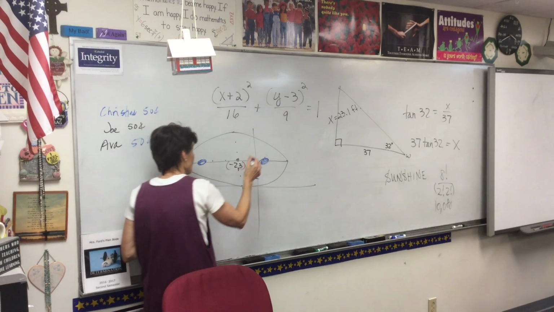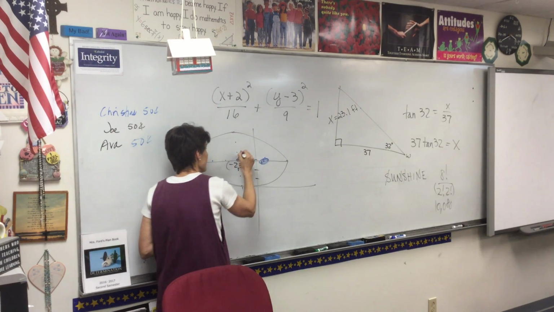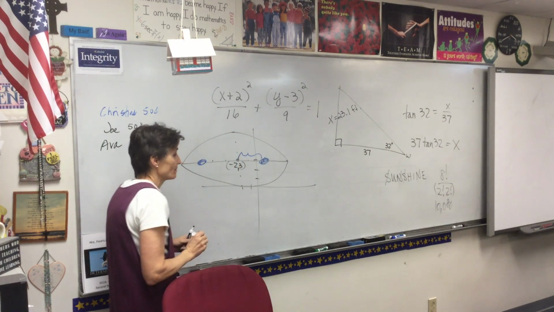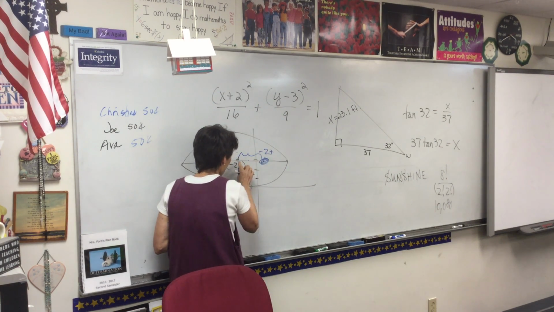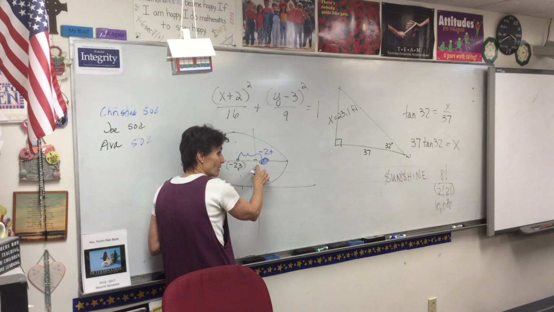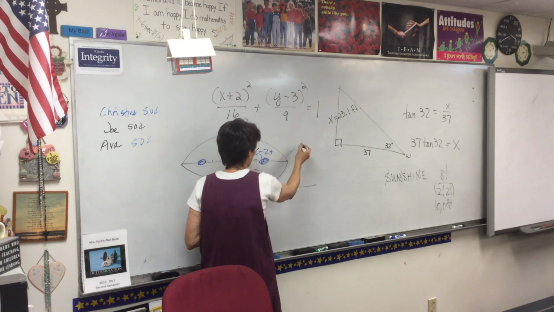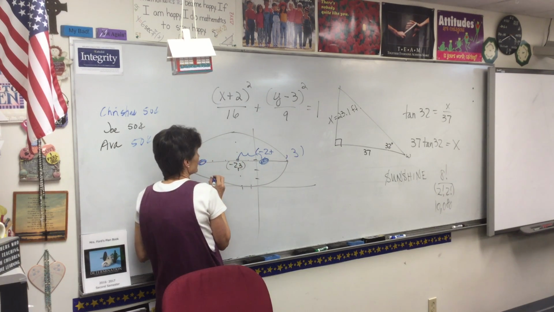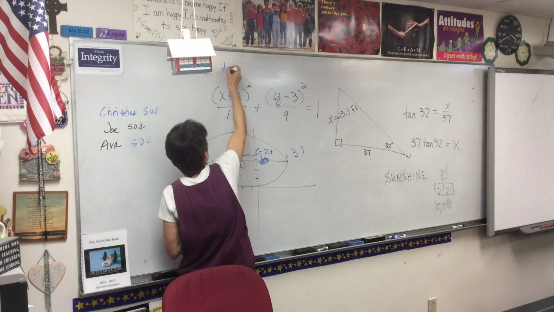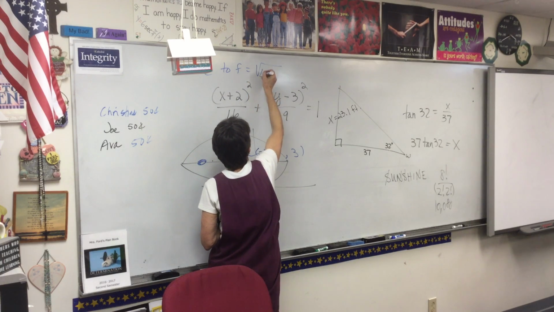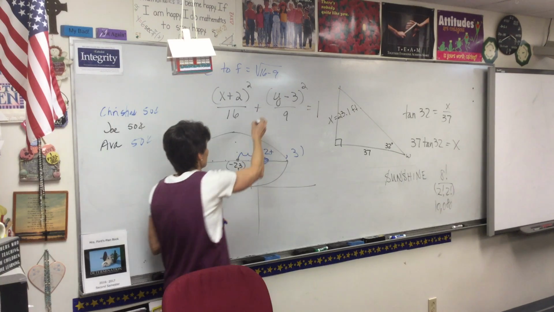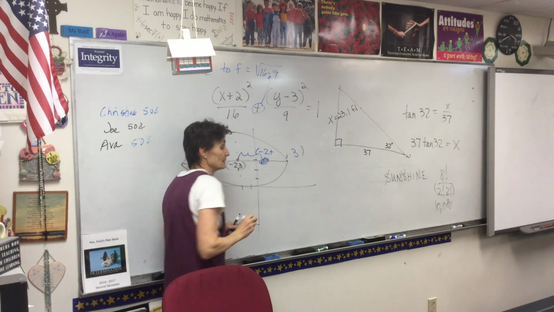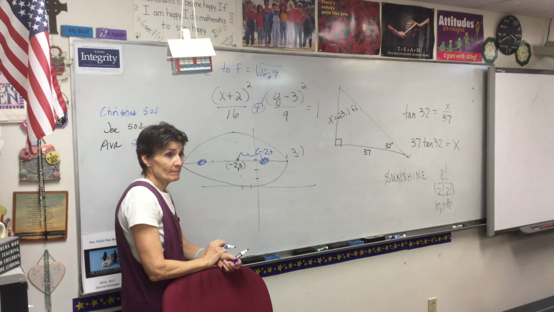Now, I could tell you exactly what that point was if I knew that distance. Because I'm going to start at -2, and I'm going to add that distance, right? I just need to know what that distance is. You do the square root of the denominator minus the denominator. So the center to the focus is the square root of 16 minus 9. Remember, we do the opposite of that. So that's root 7.